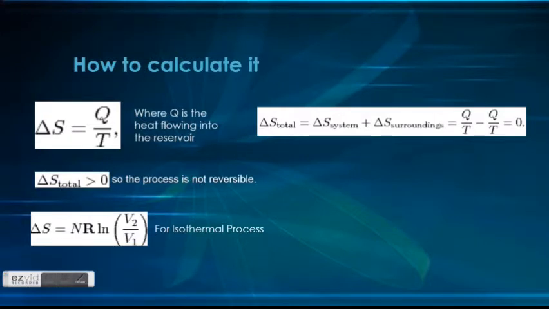Okay, so how do we calculate it? Well, as you can see here, this is a general form for the change in entropy, where Q is the heat flowing into the reservoir, and T is a constant temperature. For an irreversible process, the total change in entropy must be greater than 0. We can use the equation right here if we are considering both the system and its surroundings. By doing this, we can add together both their change in entropies to get the total change in entropy.